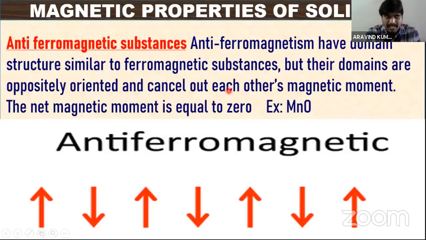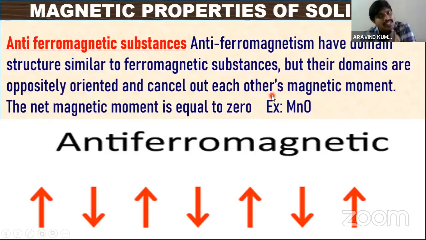Anti-ferromagnetic substances. Here, from this point, you'll have little bit confusion, because antiferro you have not yet come into understanding. Antiferro is a new term for you actually. Antiferromagnetic substances are the substances which have the structure similar to the ferromagnetic substances, but their domains. Domain means combination of spins is called domain, right? The total small tiny combination of spins is called domain. Their domains are oppositely oriented and cancel out each other.